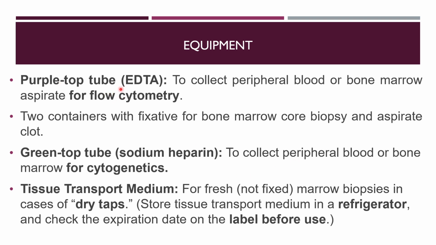The purple tube with EDTA is for flow cytometry, in which you want to see whether all the blood cells have a normal structure or not. You can also use heparin for cytogenetics. To perform the cell-related genetics, you need a green-colored sodium heparin tube, and then tissue transport medium. This is dried wraps. Actually, it does not contain anything, but you can store the cytological part or biopsy part in it.